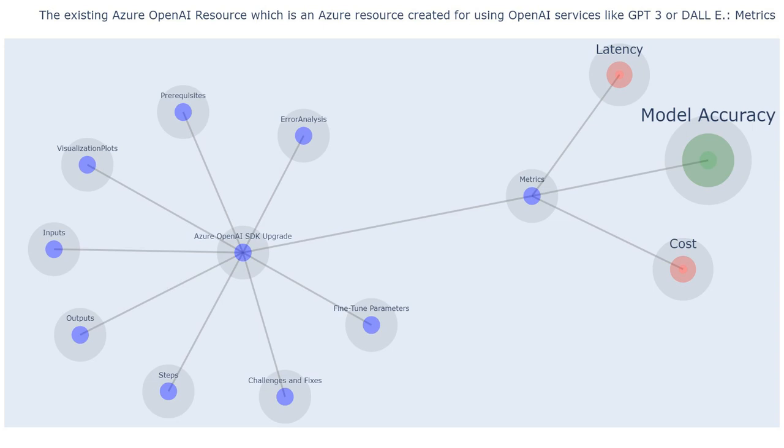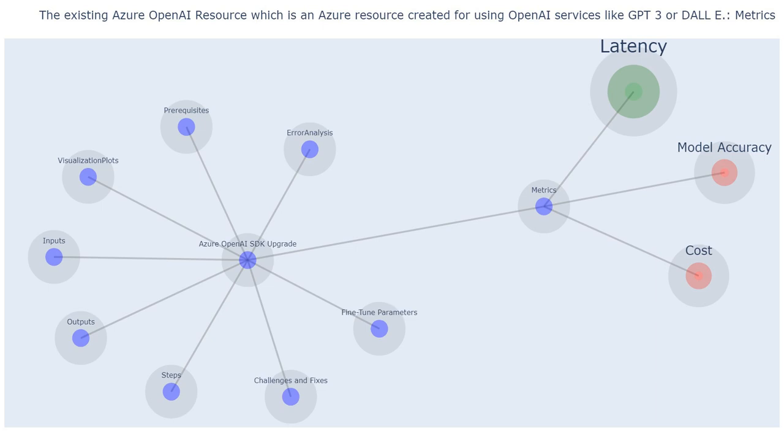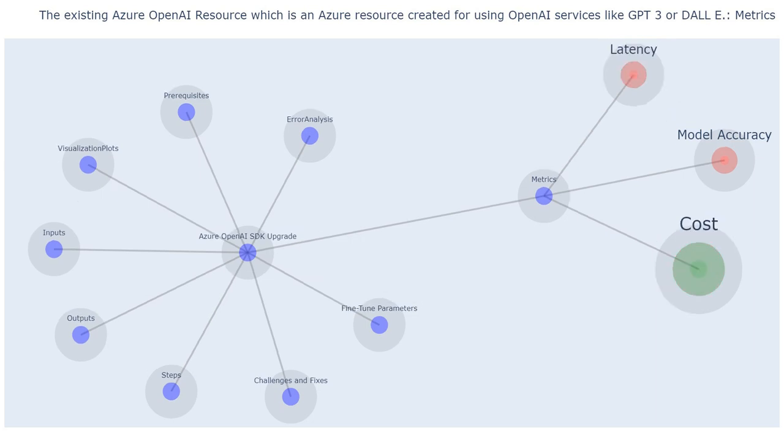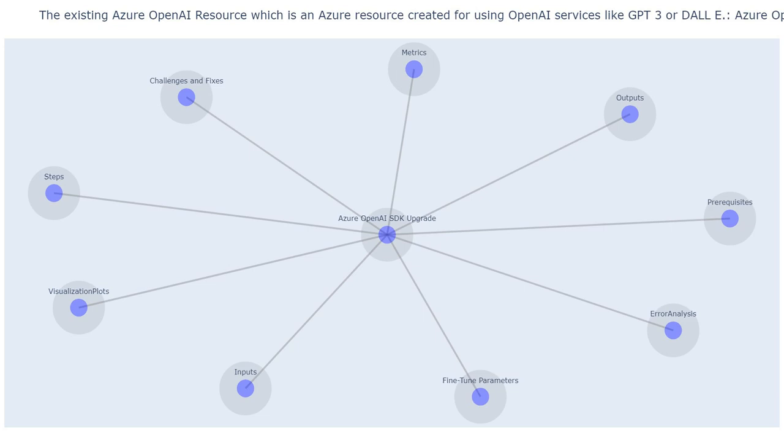Model accuracy, which measures the model's ability to correctly predict the output based on the given input. Latency, which measures the time taken by the model to process a request and generate a response. Cost, which reflects the financial expenditure associated with using the Azure OpenAI service and running the model.